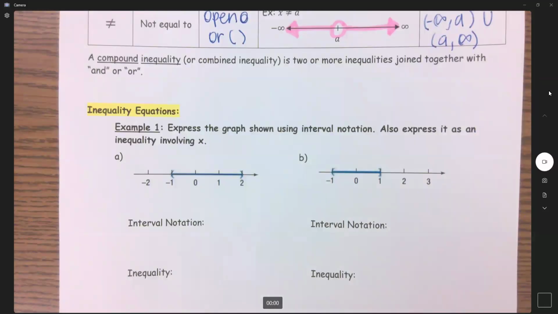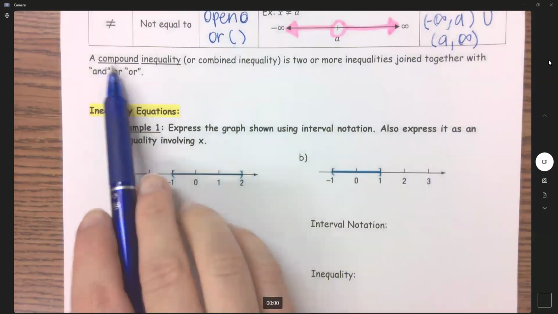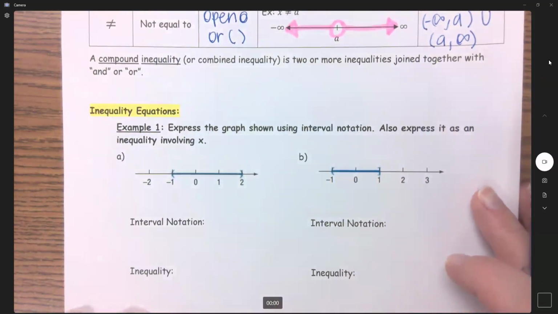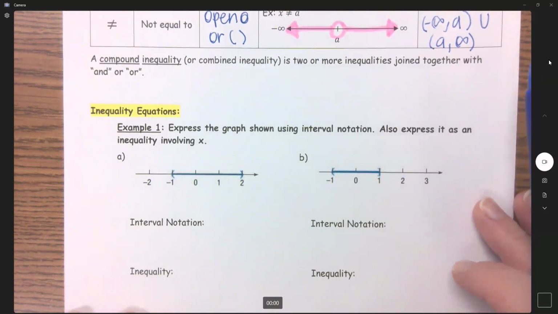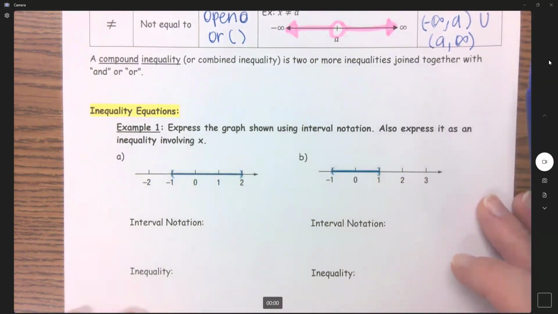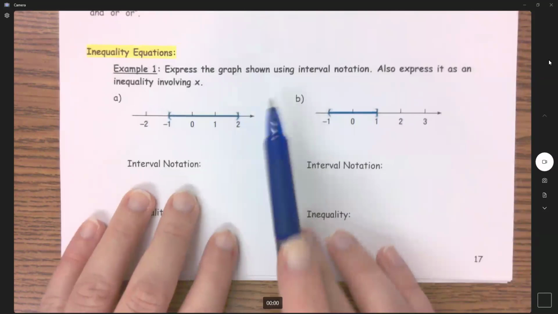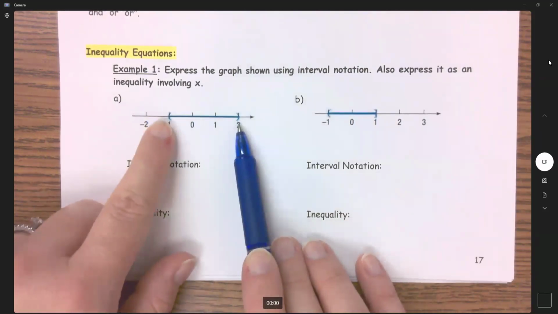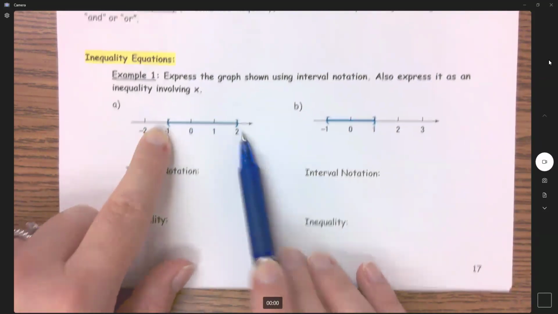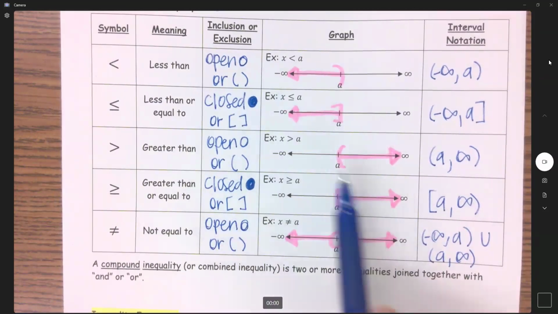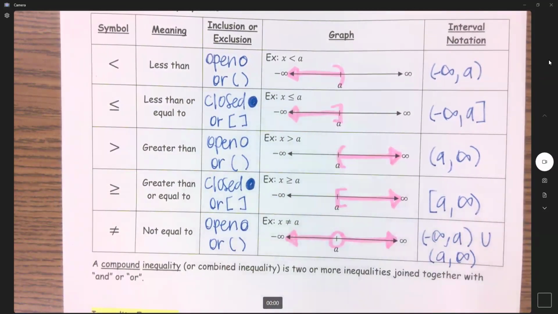The next little part that I want to go over before we start our learning objectives is to go over what a compound inequality is. And a compound inequality, or a combined inequality, is two or more inequalities joined together with "and" or "or." So you can see here that these inequalities are kind of restricted, right? It starts here, ends here. When you have a regular inequality, it's just going to go infinitely in one direction.